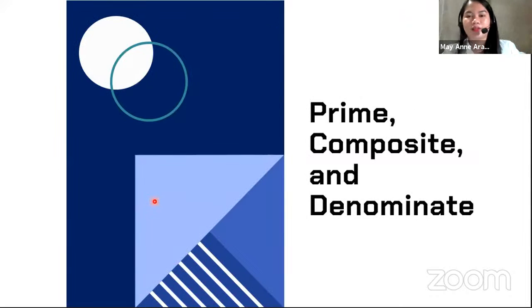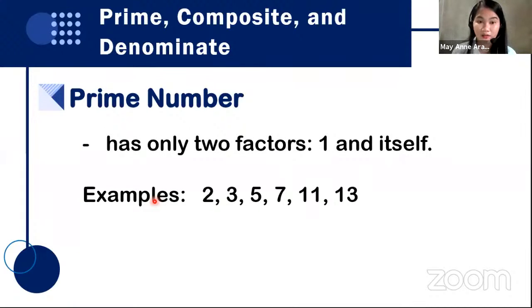Okay, that's all for divisibility of numbers. Let us now proceed to prime and composite numbers. A prime number has only two factors, 1 and itself. When you say factors, those are the numbers we multiply to obtain a certain number. If we have 2, the only factors of 2 are 1 and 2 because 1 times 2 is 2. And aside from 1 and 2, there are none. And 2 is the only even prime number and also the lowest prime number.